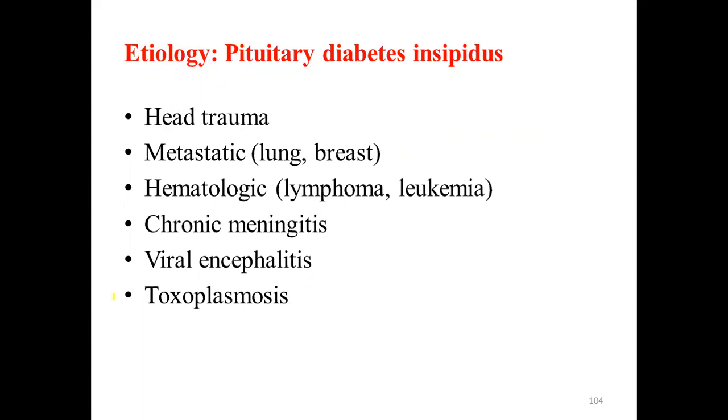Of course, even when a patient has head trauma, or any metastatic cancer, such as lung and breast cancer, metastasis to the brain can also affect it. Even some types of hematological malignancies can affect it, and of course, toxoplasmosis and viral encephalitis can cause this condition. So there are several causes which range from trauma to infection.